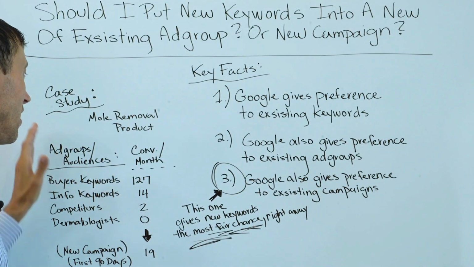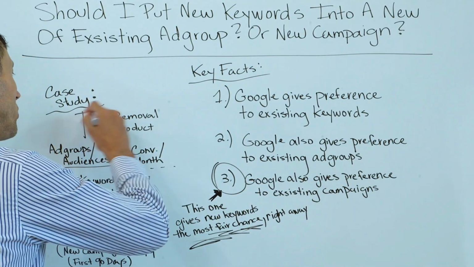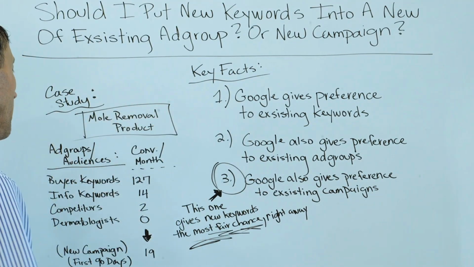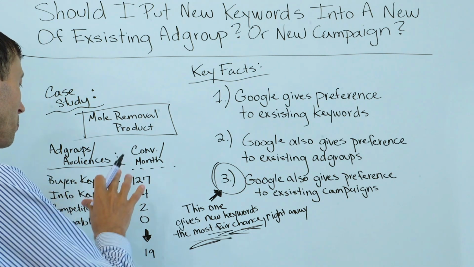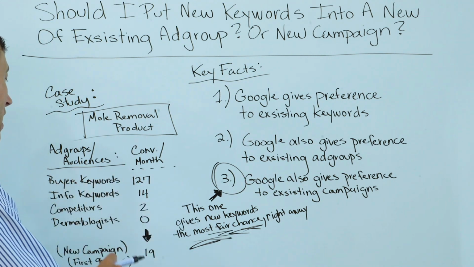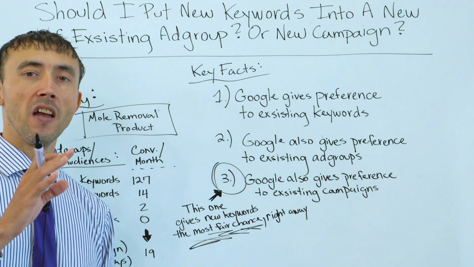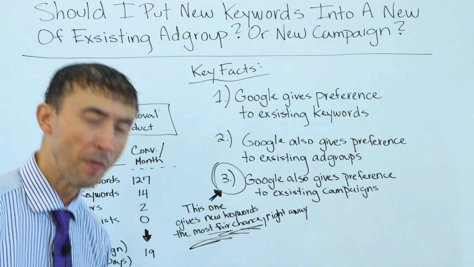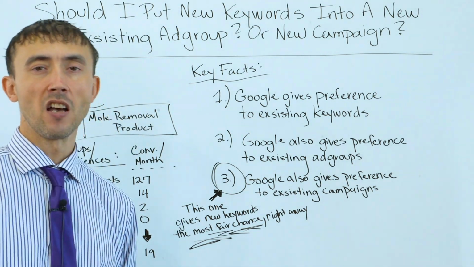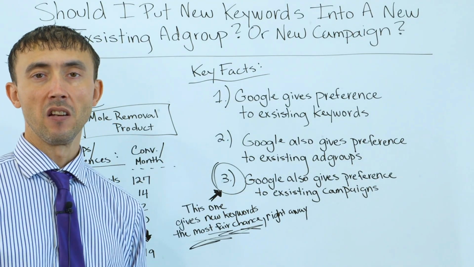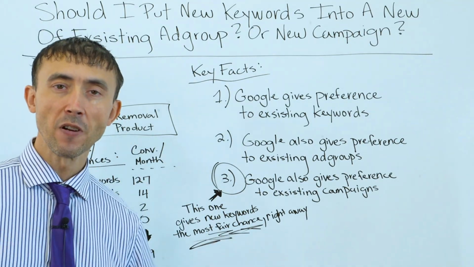I have a case study here for a mole removal product that we sold for a client. And what I wanted to do was basically just explain here how much Google can really ignore an ad group that would be perfectly fine to get us customers profitably, but they're ignoring it and it never gets any customers.